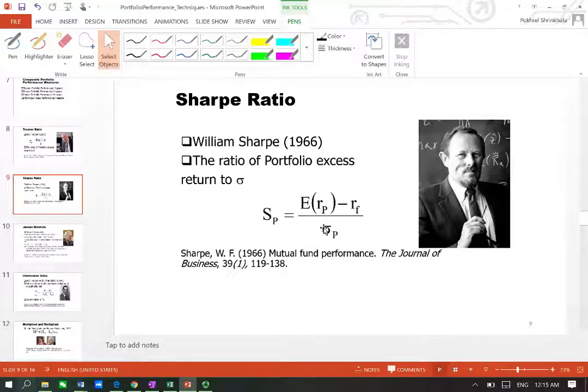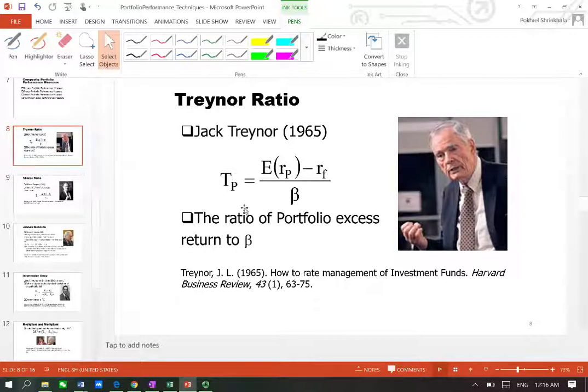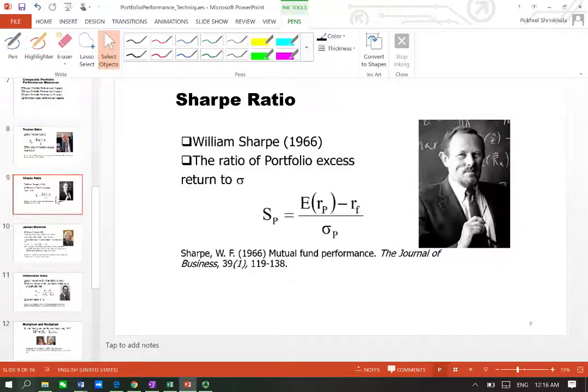So because the numerator is the portfolio's risk premium, this measure indicates the risk premium return earned per unit of total risk, whereas in the case of the Treynor ratio, it is the risk premium return earned per unit of systematic risk. Okay, so that's the main difference. And this is also the reason why this measure uses the CML to compare portfolios, unlike Treynor which uses the SML.